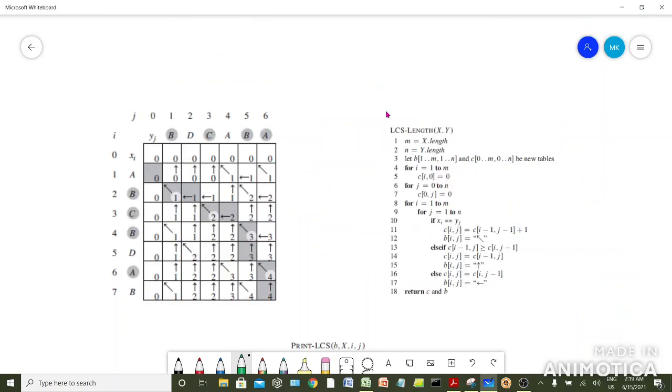Now consider the solution for a problem when x was equal to a, b, c, b, d, a, b, and y was equal to b, d, c, a, b, and a. So this is the algorithm according to which we need to generate the matrix C. So this is our matrix C. There are two parts for each and every block within the matrix: one is the value and the second one is the arrow. So value, arrow, value, arrow. Each block contains a value and an arrow.